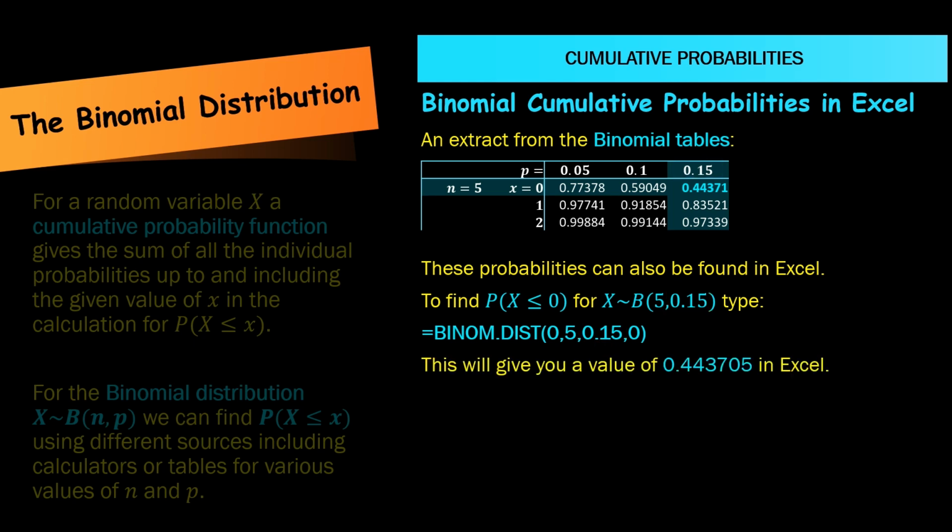This will give you in Excel a value of 0.443705, and this corresponds with the value given in our table, which is of course, as you can see, 0.44371.